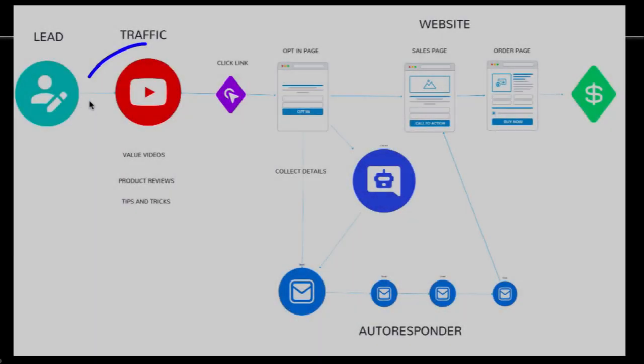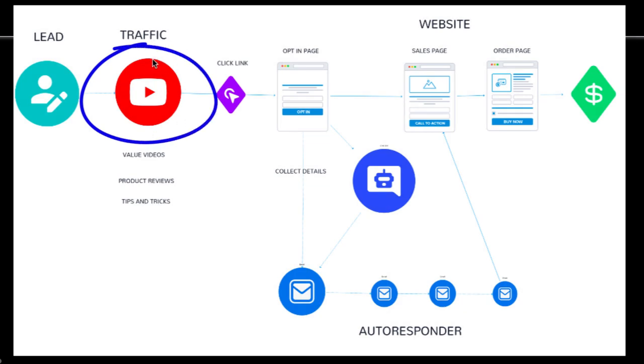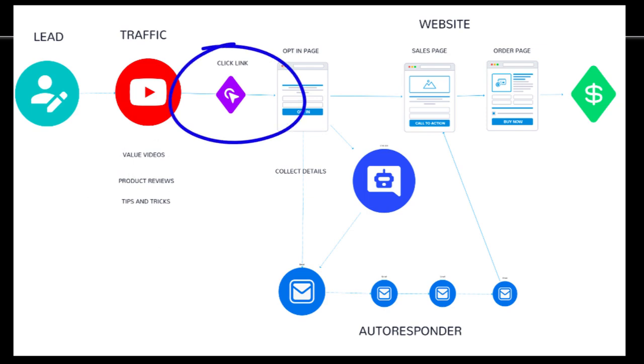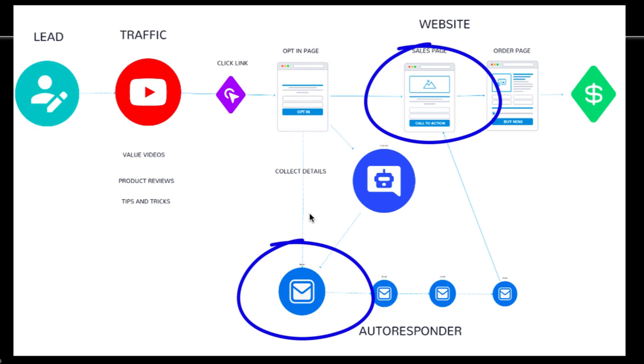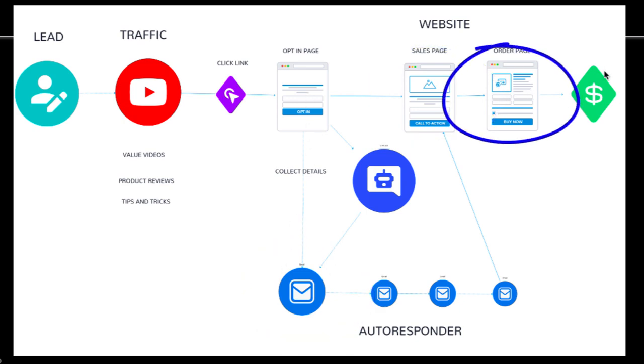So we have a lead there. We drive traffic from YouTube. I do value videos, product reviews, tips and tricks type videos, and that's where I get my traffic from. I ask people to click links in descriptions. Depending on what subject the video is, they click the link and come over to the opt-in page. Now, if this is a paid offer and they opt in, they get sent over to the sales page, and at the same time, I'll send them some form of bonus via email, and then they go to the order page, and then they actually go and buy.